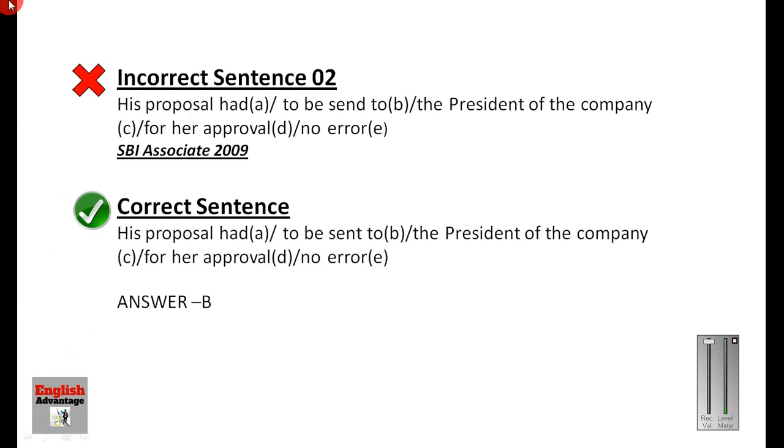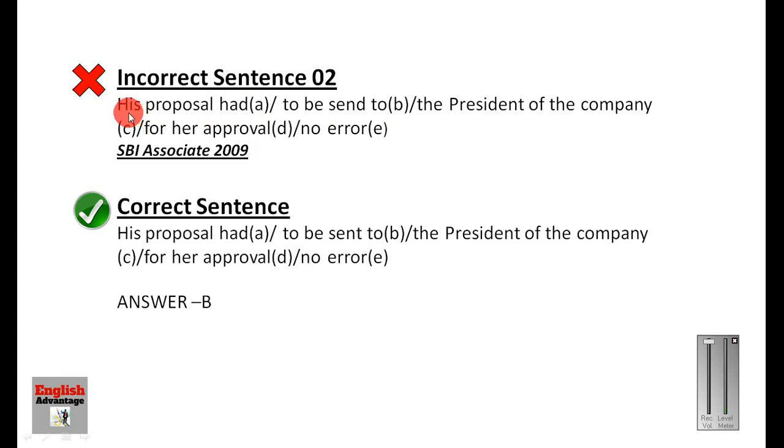Incorrect sentence number 2: His proposal had to be sent to the president of the company for our approval. To find the error in such questions, we have to see each and every part: part A, part B, part C. We have to examine each part seriously. Then only can we arrive at a certain answer.